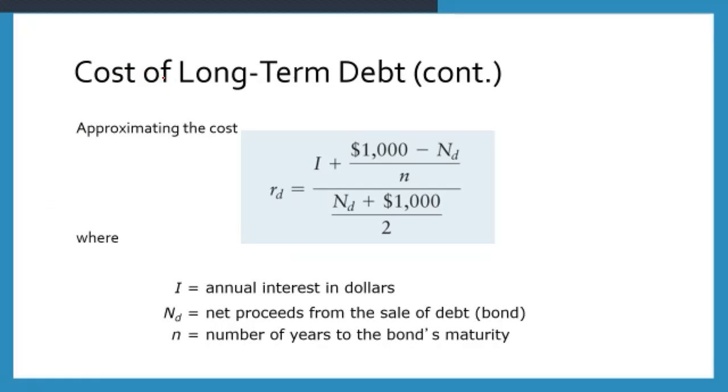The interest rate or coupon rate, plus 1,000 minus the net proceeds from the sale of the bond over n, the number of periods for the bond maturity, divided by the net proceeds of the bond plus 1,000 divided by 2. So you work the numerator first, then work the denominator, and then we divide them. Let's see how they do this.